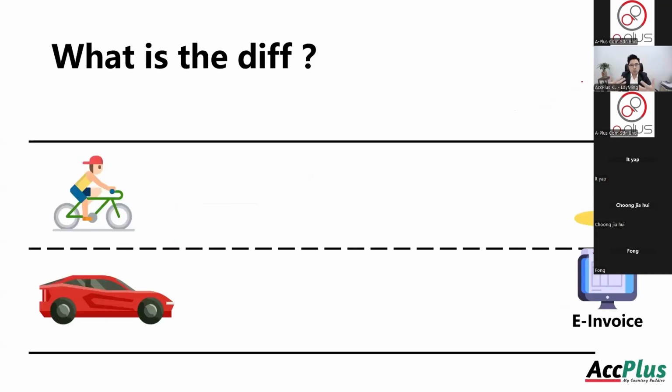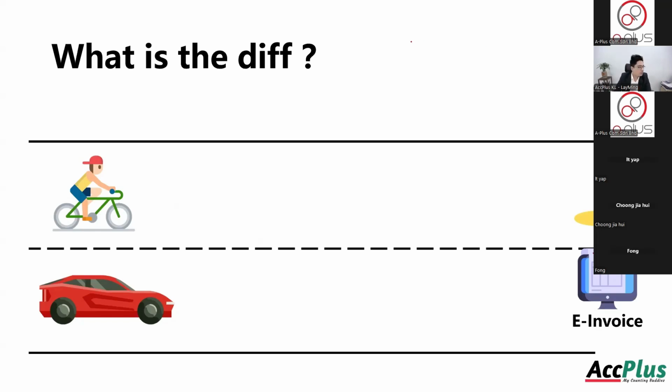So what is the difference between using the MyInvoice portal and the software? Ultimately, both of them can generate the e-invoice. There is no difference. You can still generate the e-invoice regardless of whether you use the MyInvoice portal or the software. But the problem is fast or slow. Which one do you want to choose?